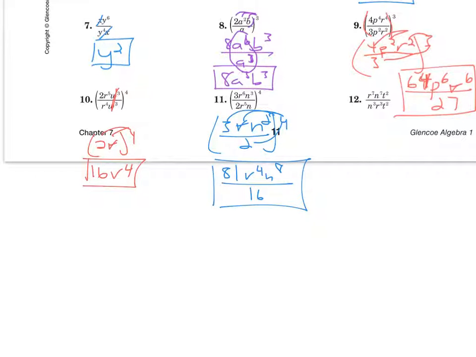And lastly, number 12. We'll start with the n's. If you combine the n's, we've got n to the 7 minus 3 power, which is n to the 4th. We've got r to the 7 minus 3 power, which is r to the 4th, and then t squared, those cancel each other out. And that's our final answer.